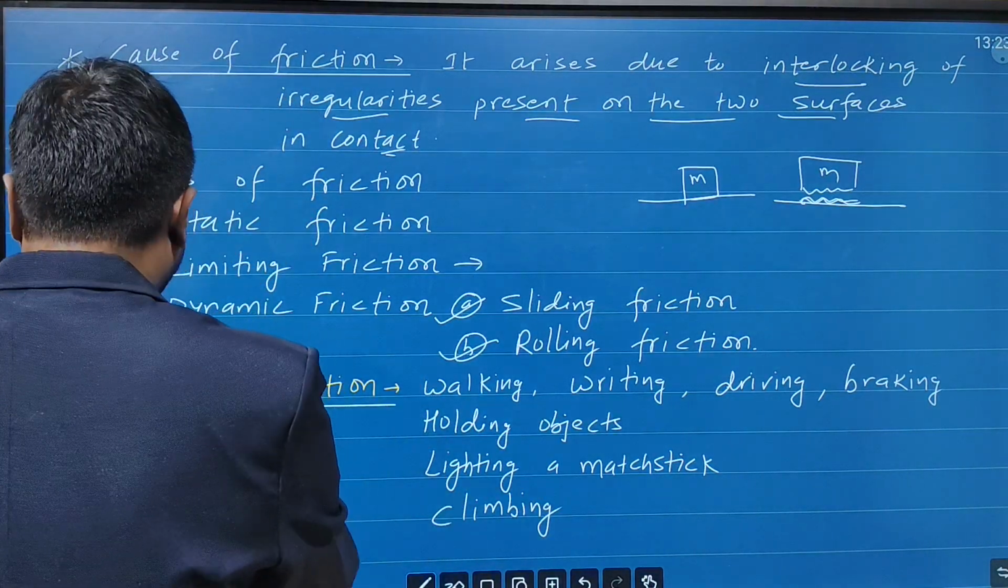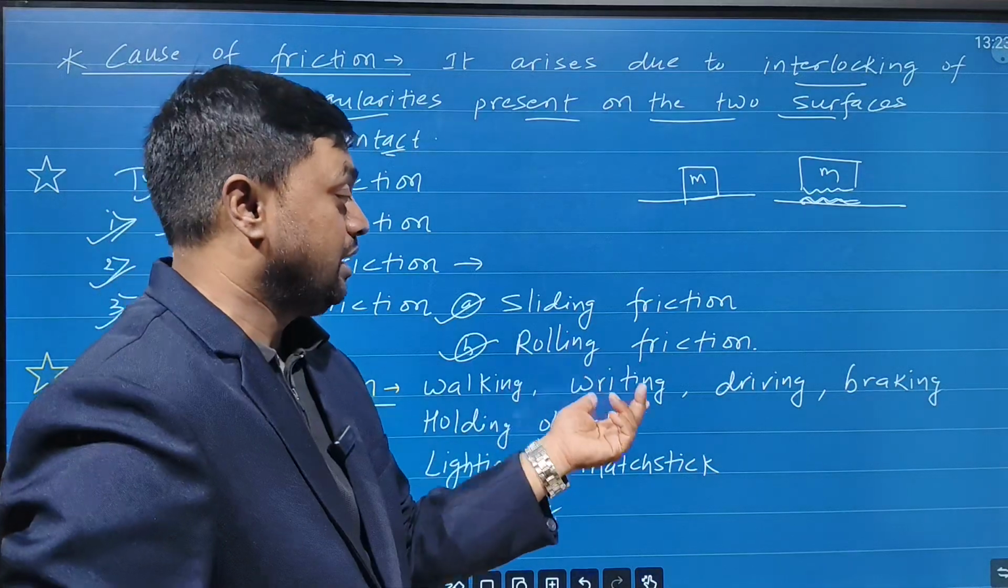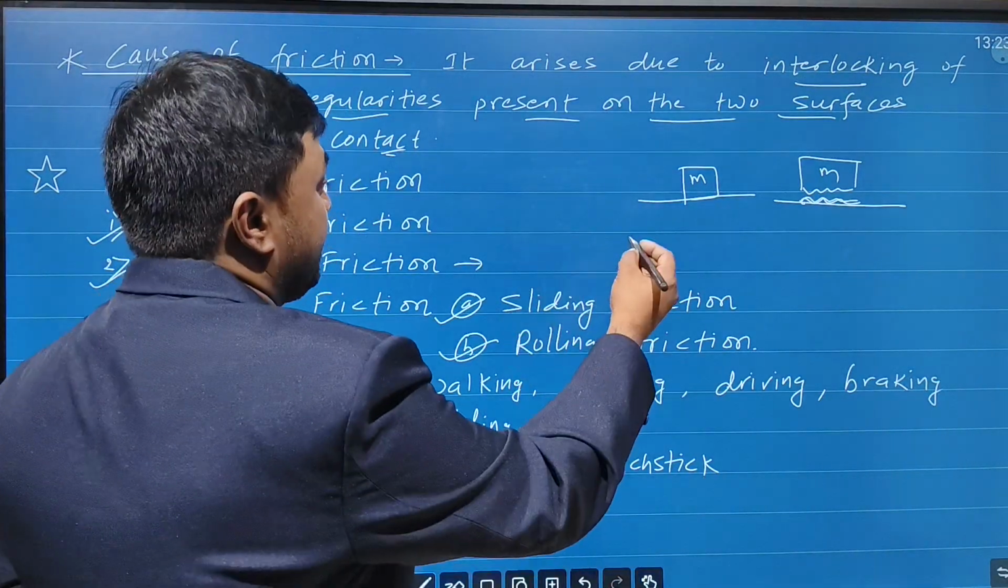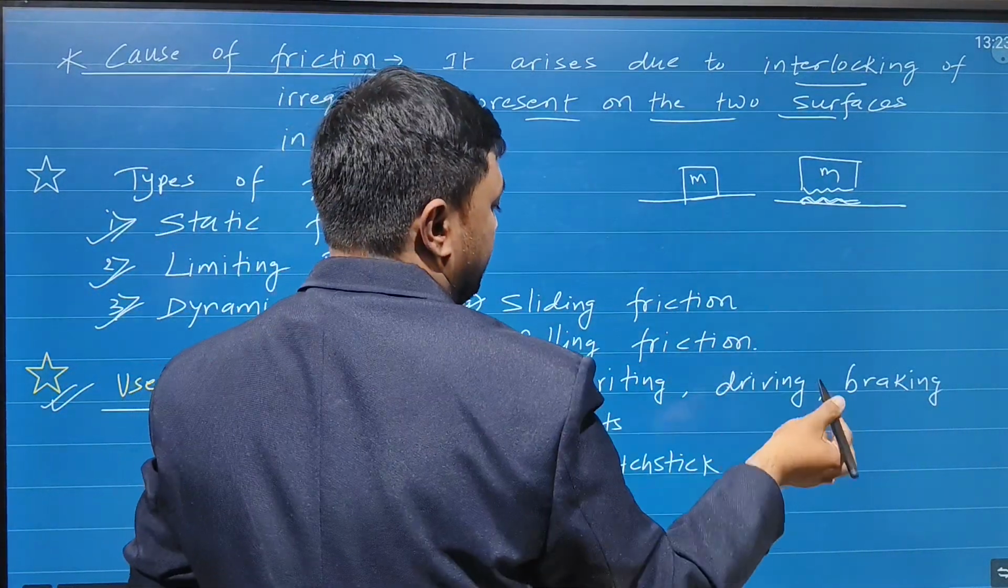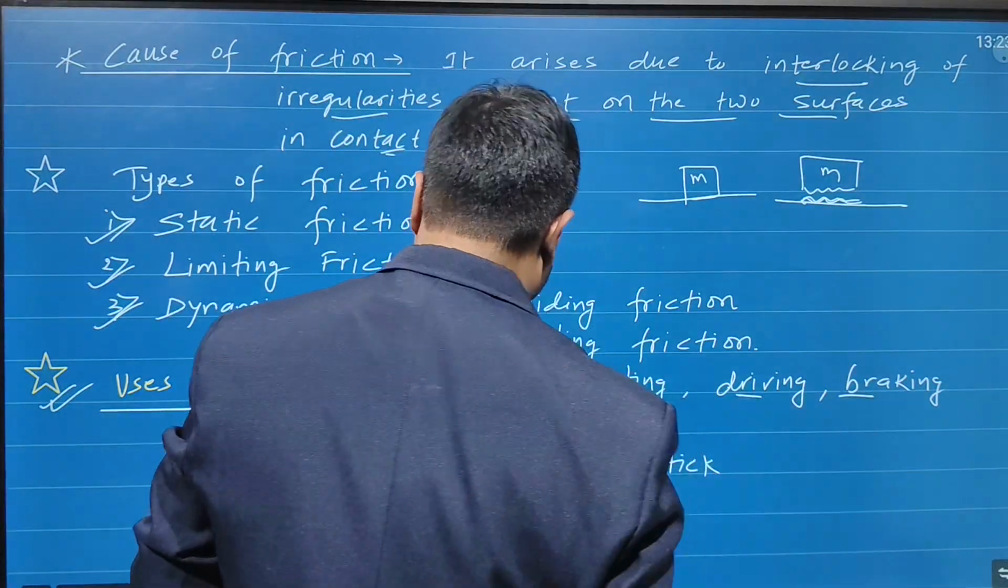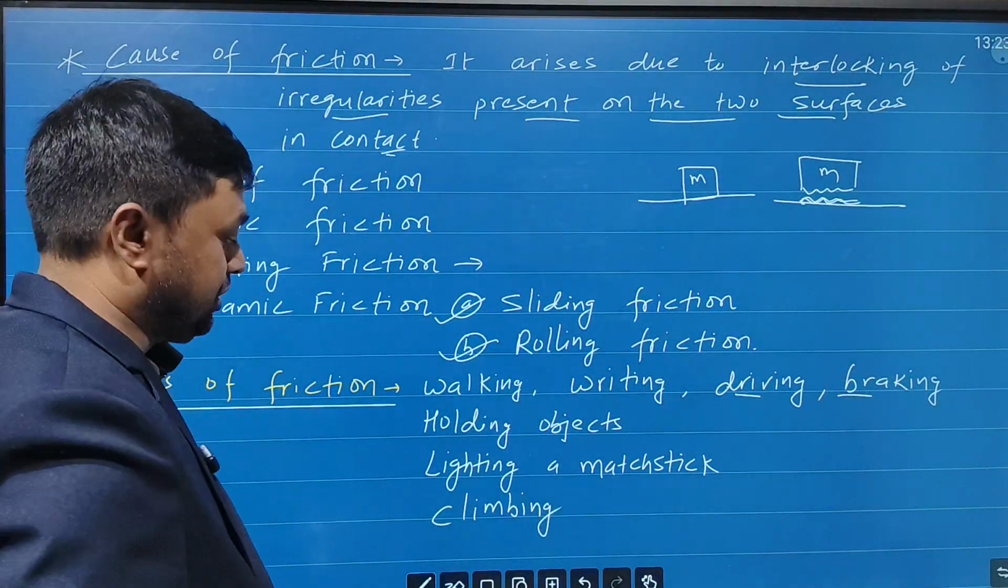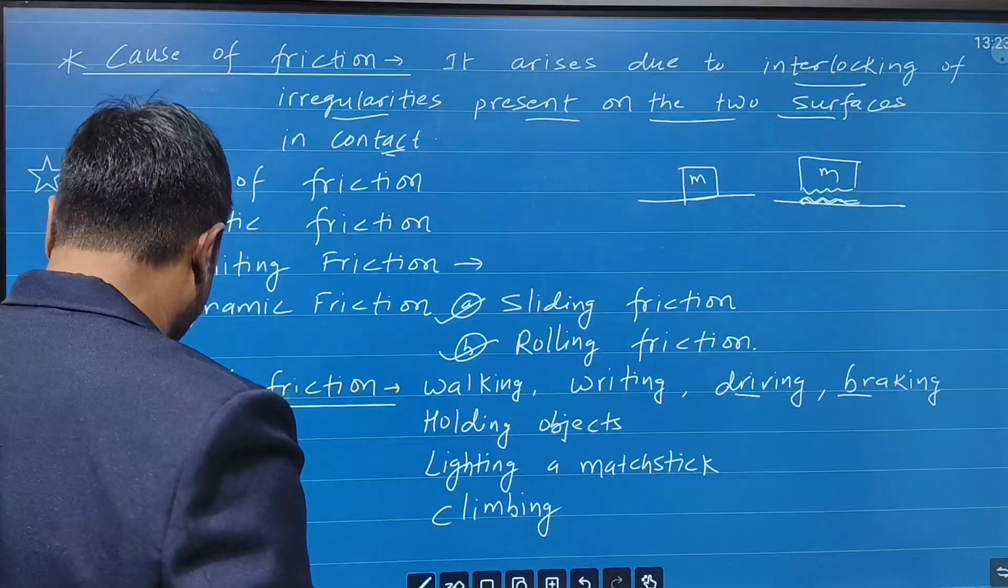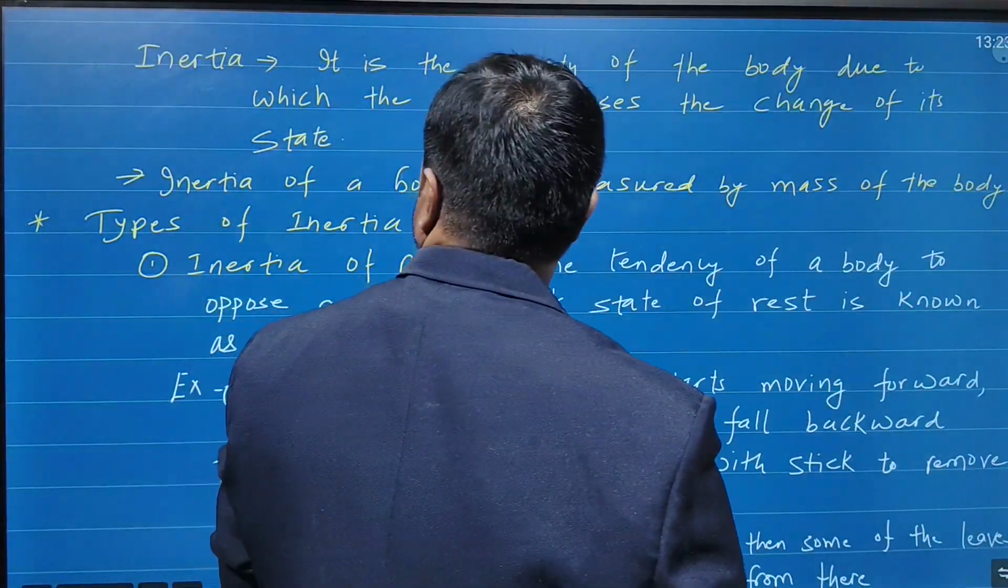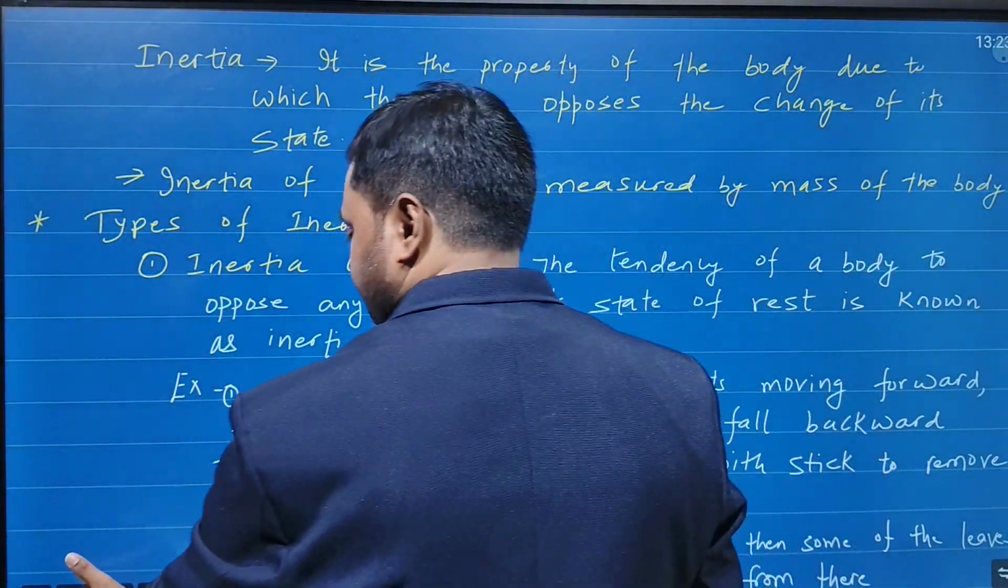What are the uses of friction? Generally, it is used for walking, writing. We are able to write due to the friction between the pen and the board, yes or no? Driving, braking, lighting matchsticks, climbing. Yes or no? And is it clear?